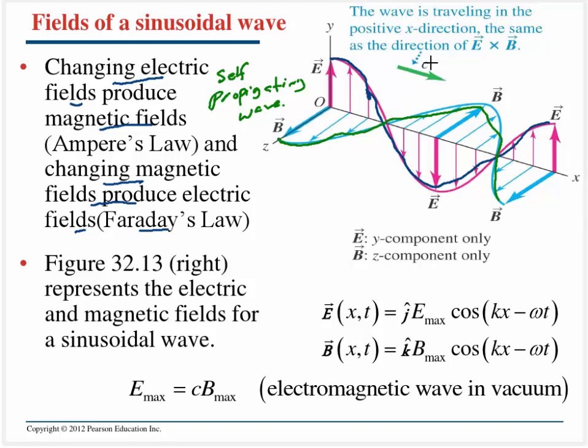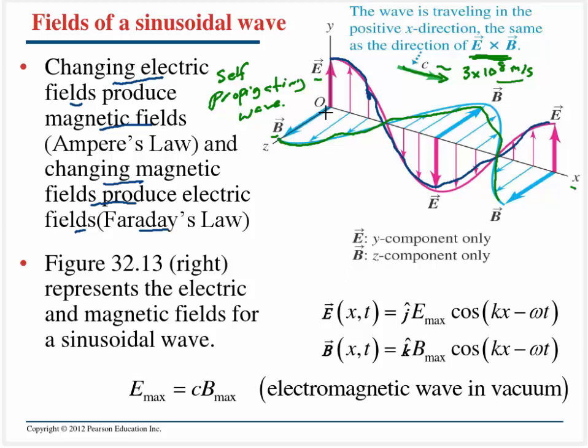Now, the direction that the wave is going to travel is going to be perpendicular to both the electric field and the magnetic field. So here we have the electric field along the y-axis and the magnetic field along the z-axis, and so it's going to propagate along the x-axis right here. And how fast it's going to propagate has a special name. It's called the speed of light, c, and that's going to be equal to 3 times 10 to the 8th meters per second.